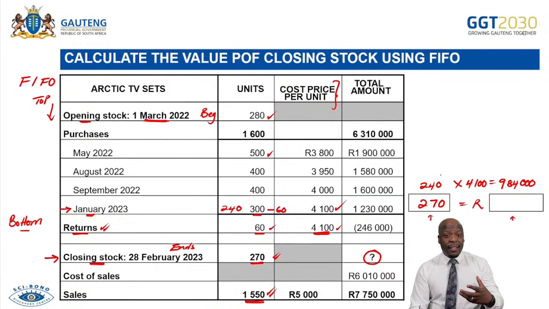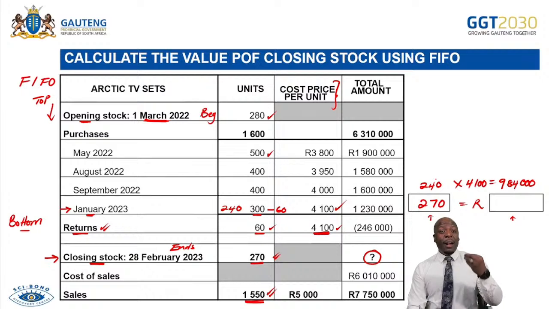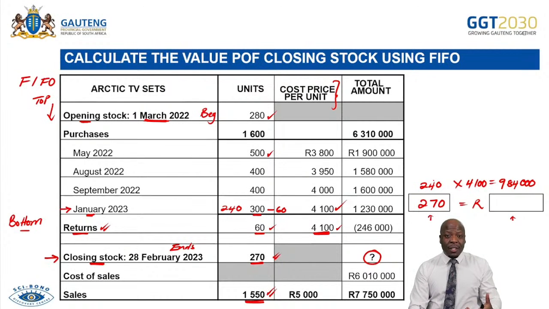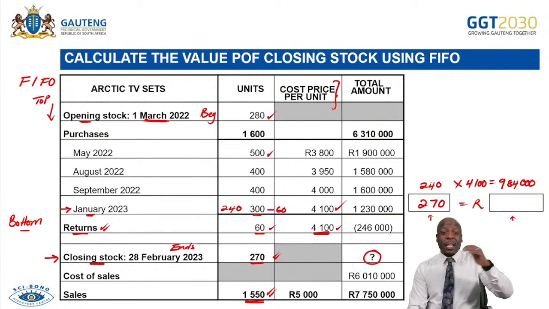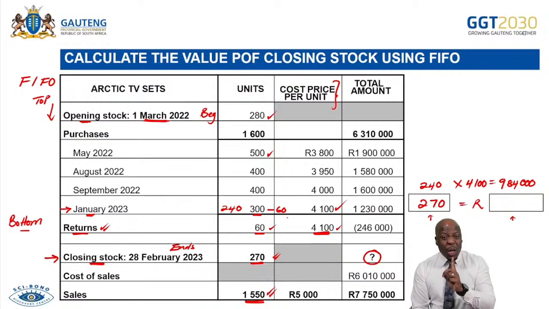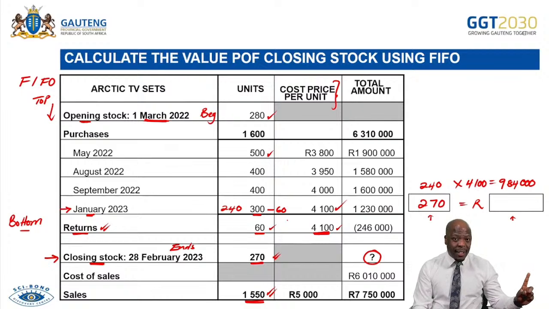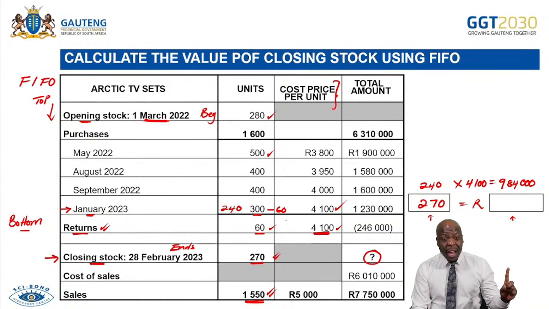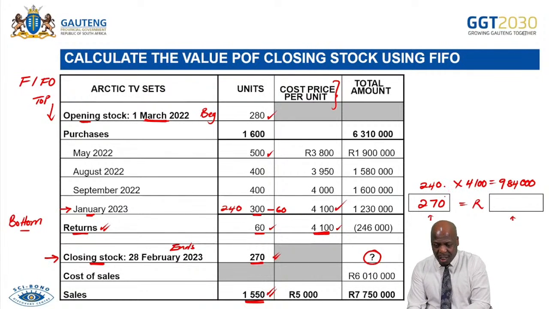Let me repeat what I've just done. We have realized that when we use FIFO, the last purchases are what we are concerned about, not the opening stock, not the purchases in May. They've already been sold. What is sold is already with the customers. We want to know the value of what we still have in the business, and in the business, we will keep the stock that came in last. So we focused not on the opening stock, nor on May, but on January. But in January, out of the 300 units we bought, we returned 60 to the supplier. So we can't be having 300 anymore. We now have 240.